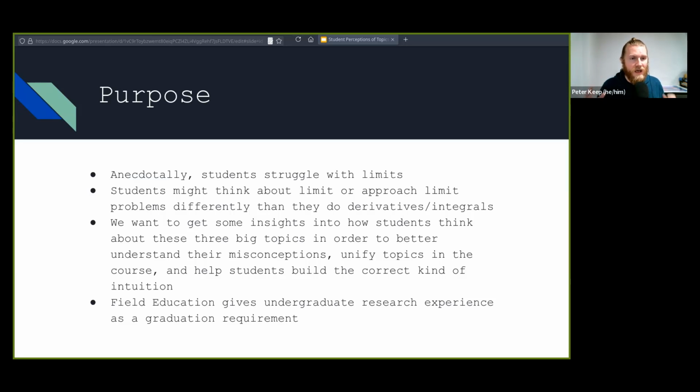So for these three pillars that we have, I really think that students are thinking about and approaching them very differently. And we wanted to get some insights on how students are thinking about these three big topics to try and figure out how we might understand their misconceptions, build up good intuition, and connect those topics with themes to really keep creating a good calculus course that's going to set them on the right trajectory.